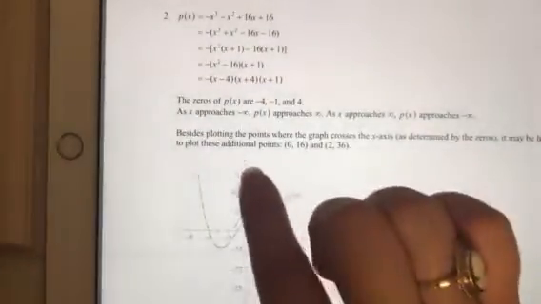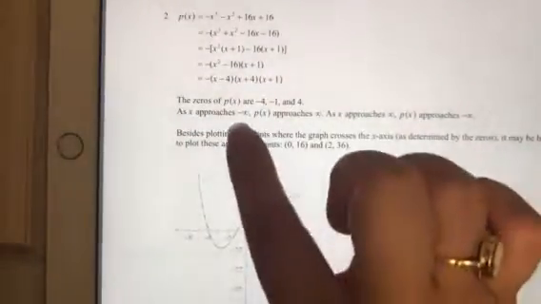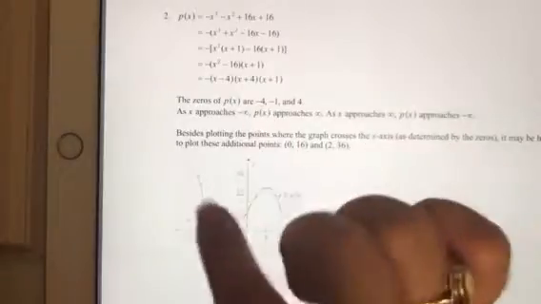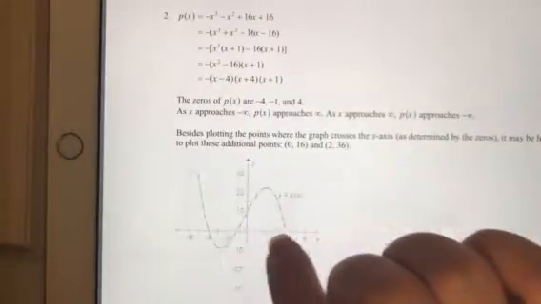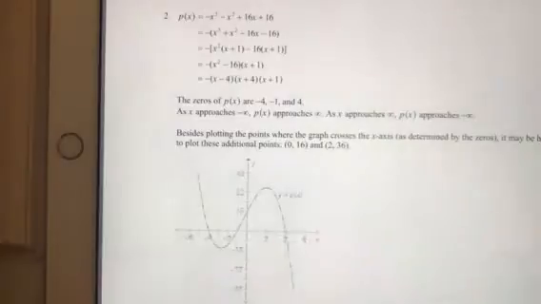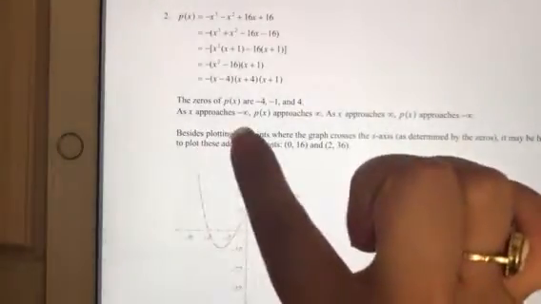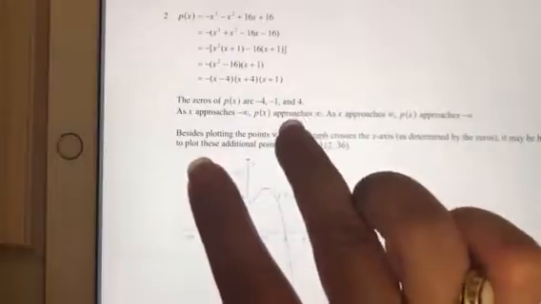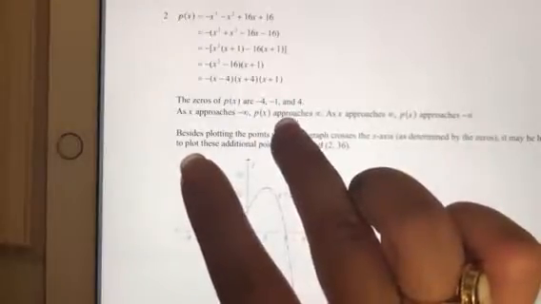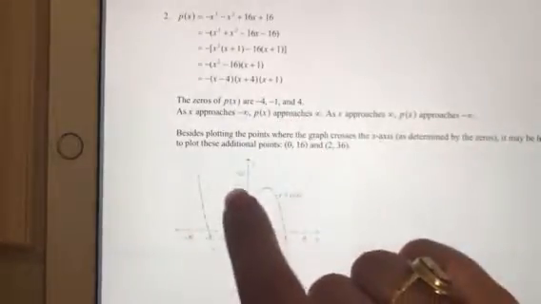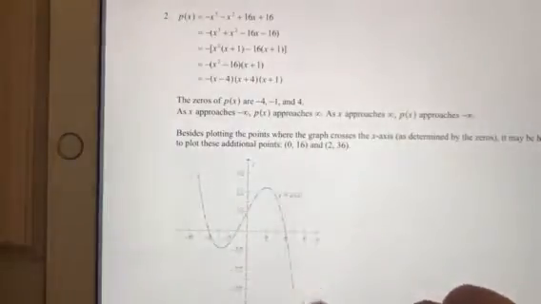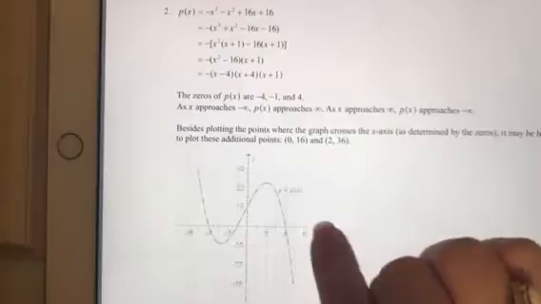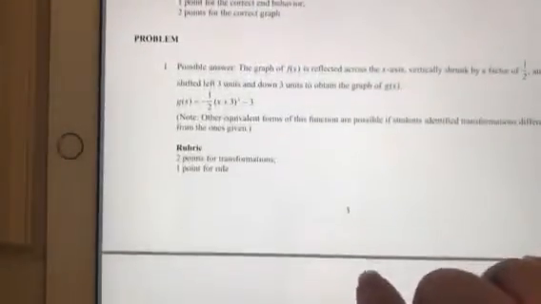When you type it into your calculator, you're going to get a graph that looks like this. The zeros you're going to see are at -4, +1, and +4. And then as x approaches -infinity, as we draw to the left, the p of x is approaching +infinity. We did this in class. As x approaches +infinity, as we trace to the right, what's happening? Well, we're going down. We're approaching -infinity. Okay? And then they want you to sketch the graph. That's purely it. That's all we want.